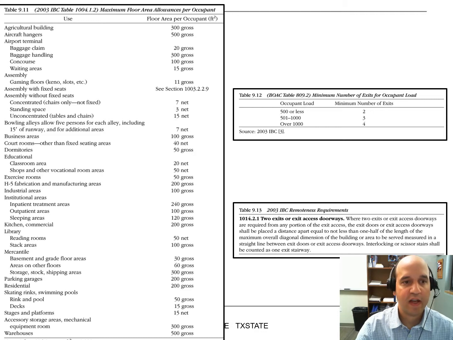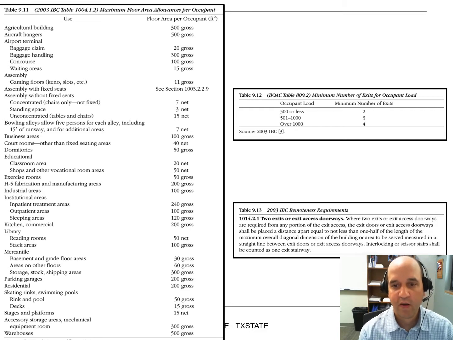So here we have the IBC table for maximum floor area allowance per occupant. So depending again on the type of industry that you are in, you see we start with agricultural buildings. The floor area per occupant in square feet is about 300 gross. Aircraft hangars 500 gross, and as you move down, there are multiple industries here and different types of floor area that should be allowed.